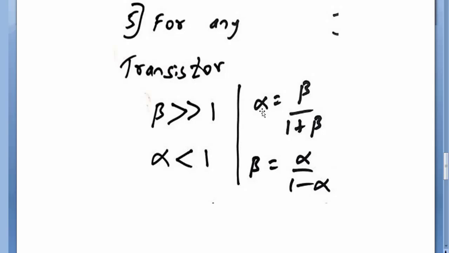And if we are given beta, we can find alpha by this formula, alpha equal to beta upon 1 plus beta. And if we are given alpha, we can find beta by this formula. So you must know these formulas. This is the case. So the answer is 1.